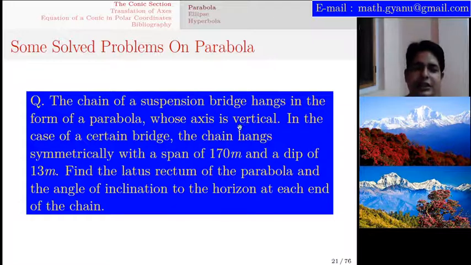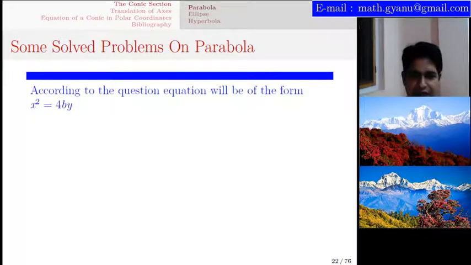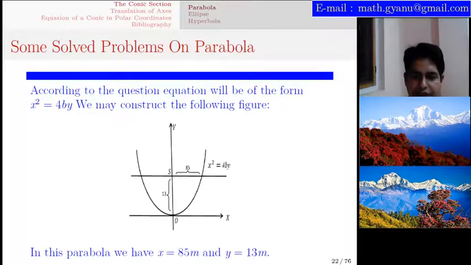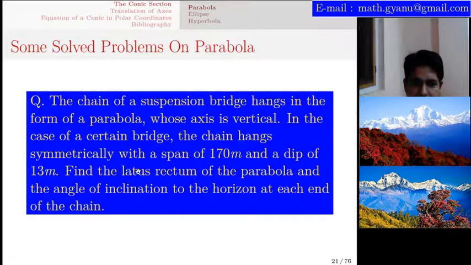To solve this problem, first of all we note that its axis is vertical. So we consider the equation of a parabola whose axis is the y-axis. If the axis of the parabola is the y-axis, then the equation of the parabola will be of the form x square equal to 4by. From the information provided in this question, we may construct the figure as shown on your screen. This curve is concave upward, x square equal to 4by.